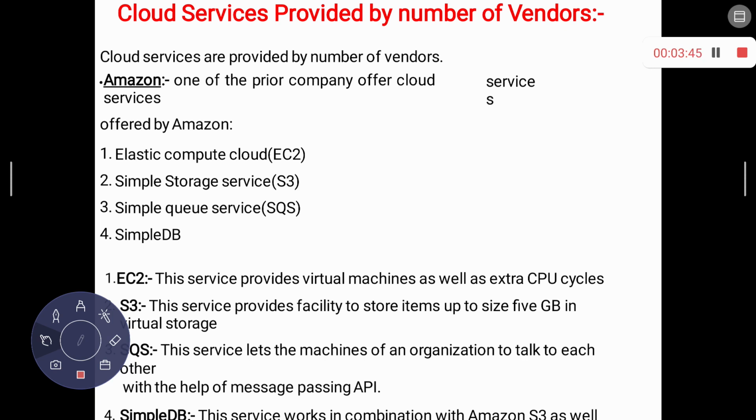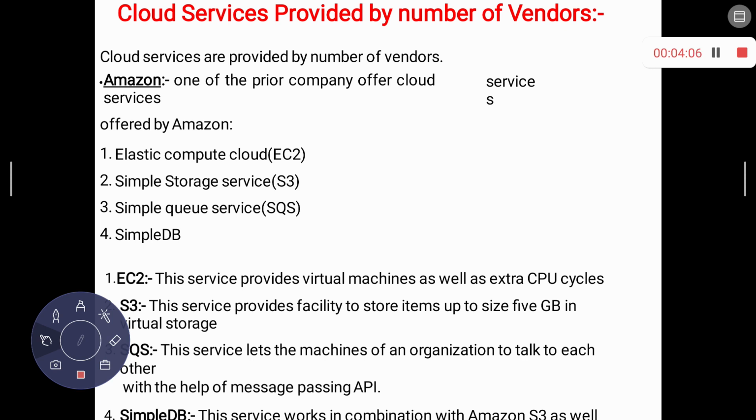What is the full form? Elastic Computing. And 2 represents its second version. So normally elastic computing is the preferred one. The second service provided by Amazon is S3.